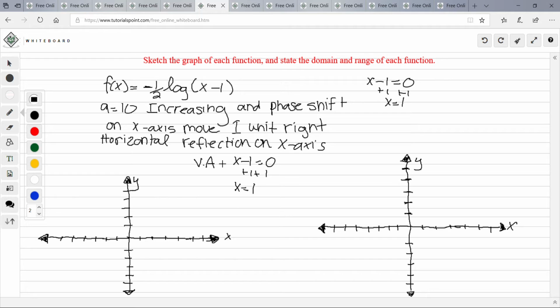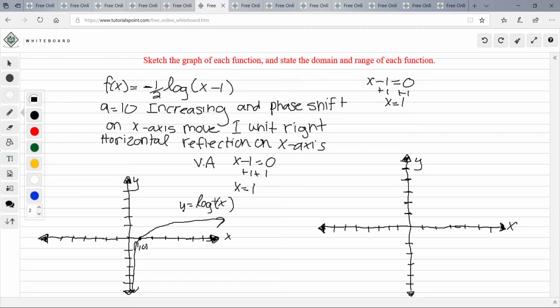First, I'm going to graph just regular log base x. Log base x has an x-intercept of 1 comma 0. So it looks something like this. This is just regular y equals log base x. Now let me graph log base x minus 1.